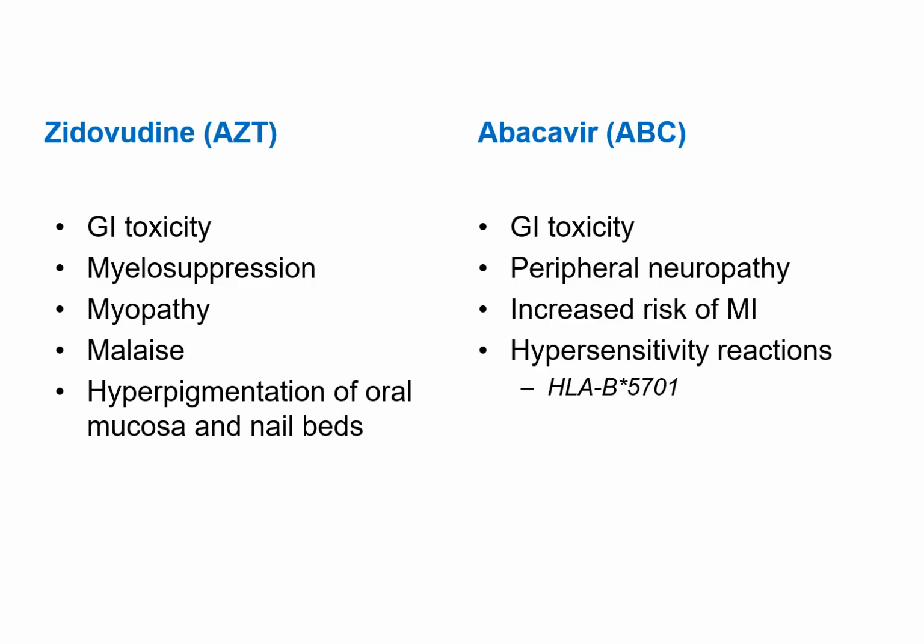Abacavir is similarly associated with GI toxicity, peripheral neuropathy, and there's an increased risk of MI. By the way, in some specific populations, you have to check for a polymorphism in the HLA gene because of the potential for very serious hypersensitivity reactions.